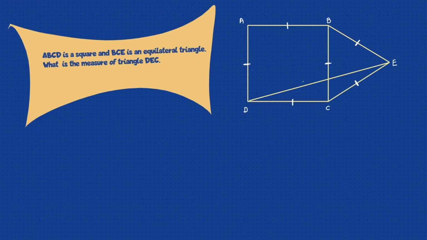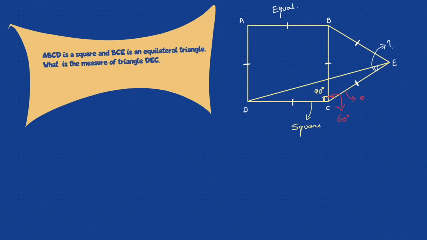So let's see, if BCE is an equilateral triangle, everything will be equal, right? Because one of the sides of an equilateral triangle is nothing but the side of the square. So all the sides that I had marked here will be equal. So what do I know now? One angle is 90, and CED or DEC is what is being asked.